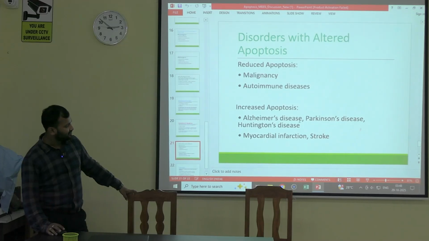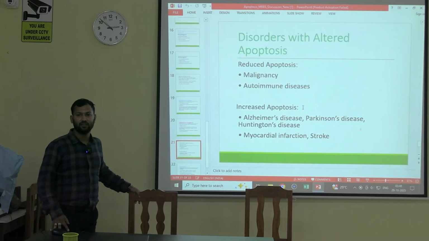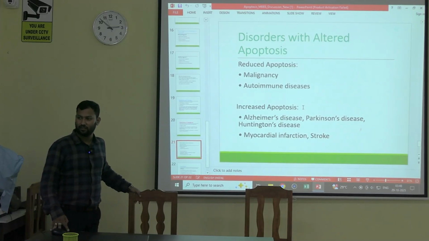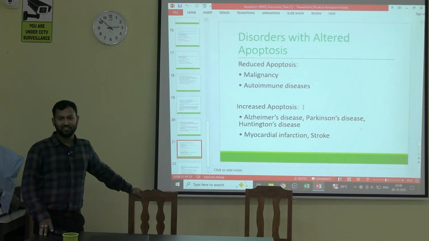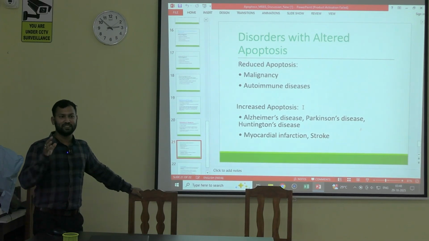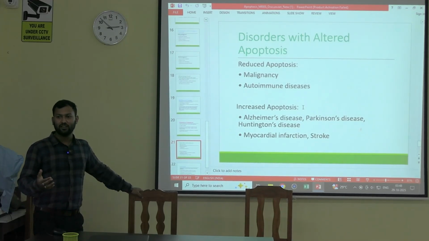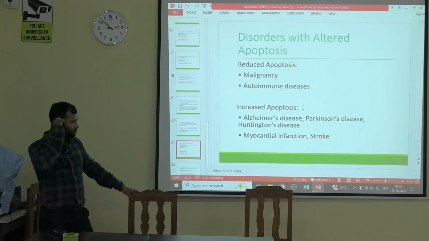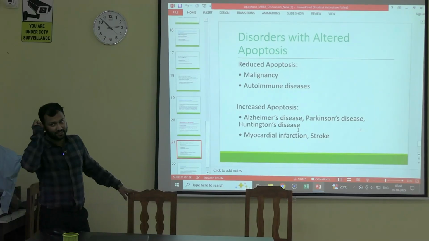And what happens in the reverse case, if there is greatly increased apoptosis? One will be Alzheimer's disease, Parkinson's disease, Huntington's disease. What is common in these diseases? Can anyone tell me? Cell death is common in everything, na? Already we are discussing cell death. These are neurodegenerative diseases. These are CNS diseases. So the person who is affected will have some or other CNS effect, like forgetfulness, and many symptoms are there. So these are actually CNS degenerative diseases because there will be increased CNS destruction.